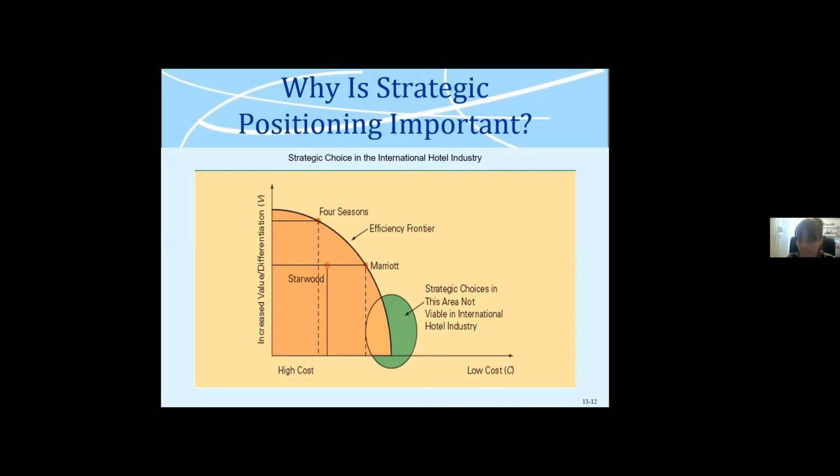Okay, Starwood is inside the frontier because its operations are not running efficiently compared to the other two hotels, let's say. And also this is according to its costs that are too high. And this implies that Starwood is less profitable than the other two, and that its managers must take steps in order to improve the company's performance. This is very, very important.